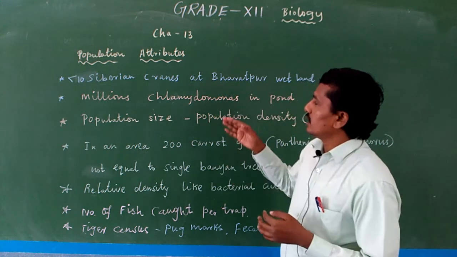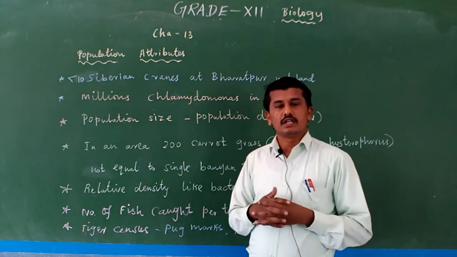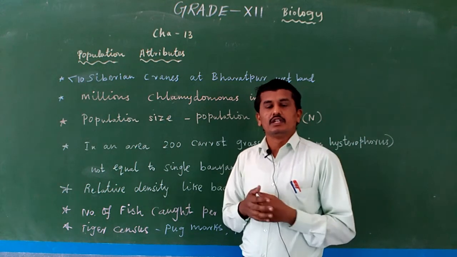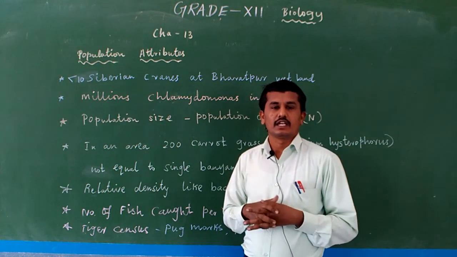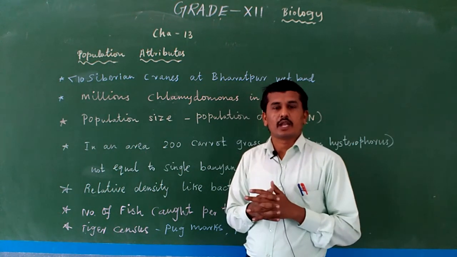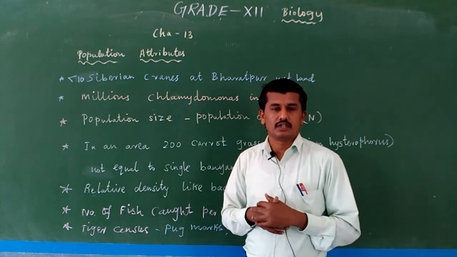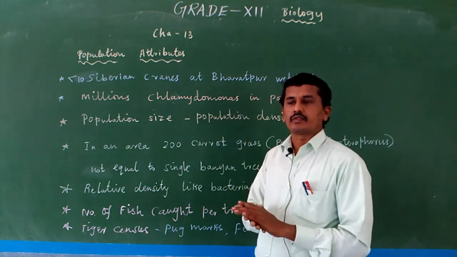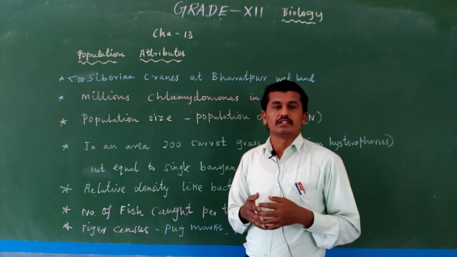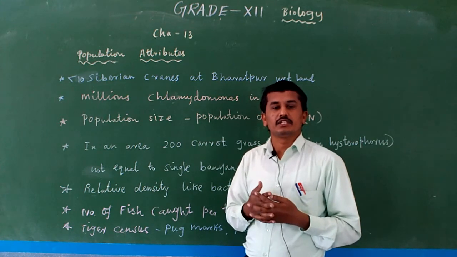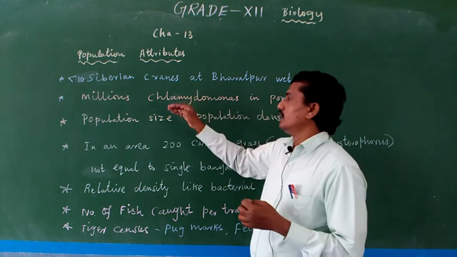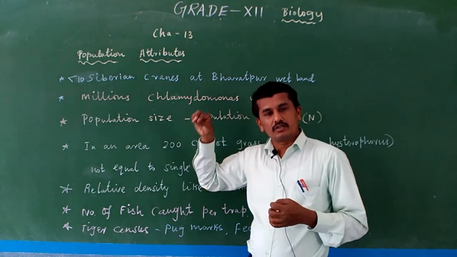But in a normal pond, the Chlamydomonas population is actually millions, because Chlamydomonas is a unicellular green alga which contains chloroplast and is able to perform photosynthesis. It is actually a phytoplankton which floats on the surface of water. So counting millions of Chlamydomonas is very difficult as compared to counting Siberian cranes. This is one example of counting a population, and counting the Chlamydomonas population is another example.